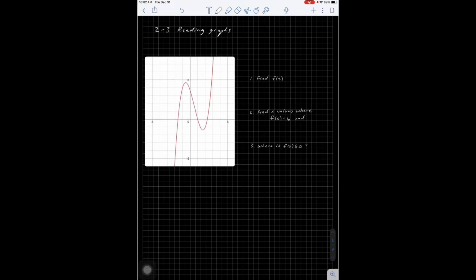Hey, welcome to 2-3. We're talking about how to read graphs today. Once you get the hang of this, it's pretty simple, but it's really easy to get your x's and y's mixed up. So let me review some notation.